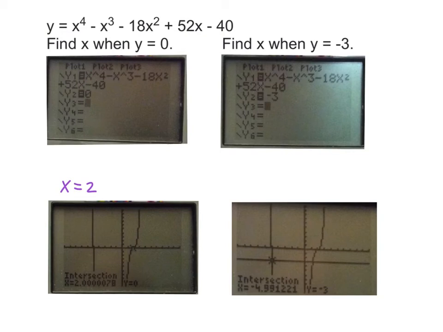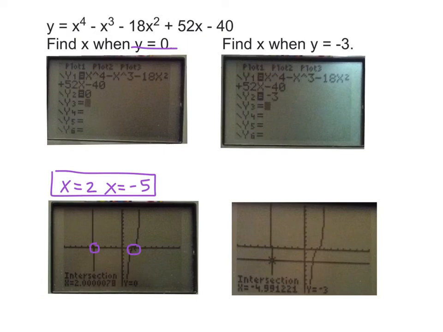It looks to me like it's at -5, but I will check on my calculator to see if it is exactly -5. One second. And it is at -5, so x equals -5. Those are our two solutions. There are only two solutions because there are two locations where the function goes through y equals 0.